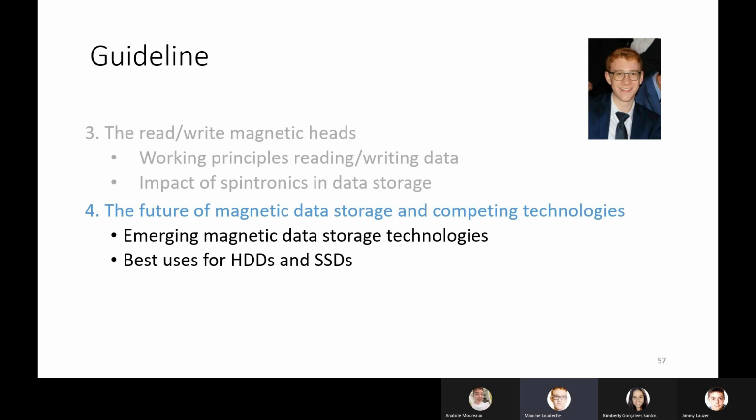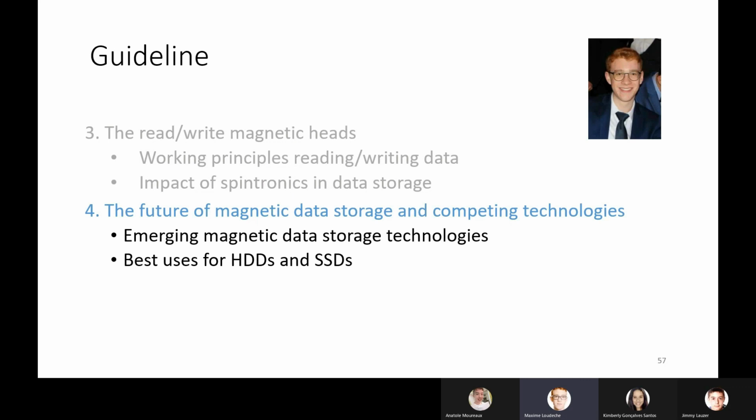Now, the last section of this presentation concerns the future of magnetic data storage and competing technologies. It will start with a brief discussion about the current and emerging technologies. Then, it will compare HDD to the other type of drives, the SSD.